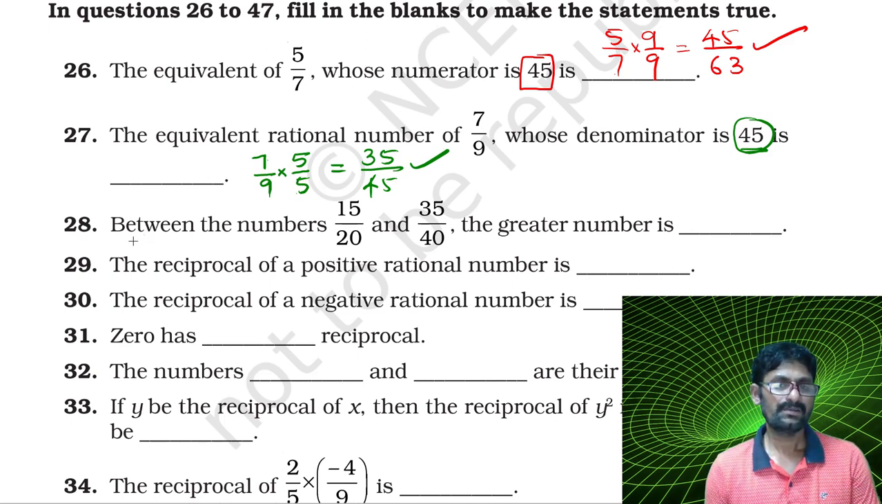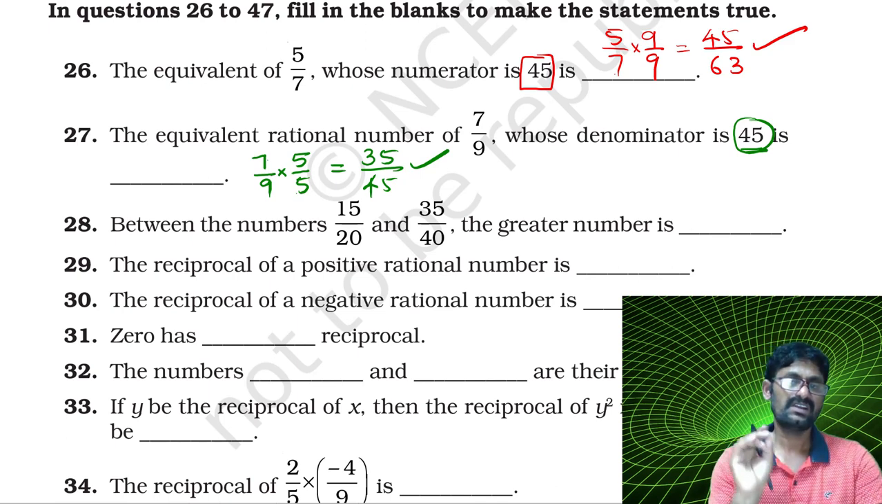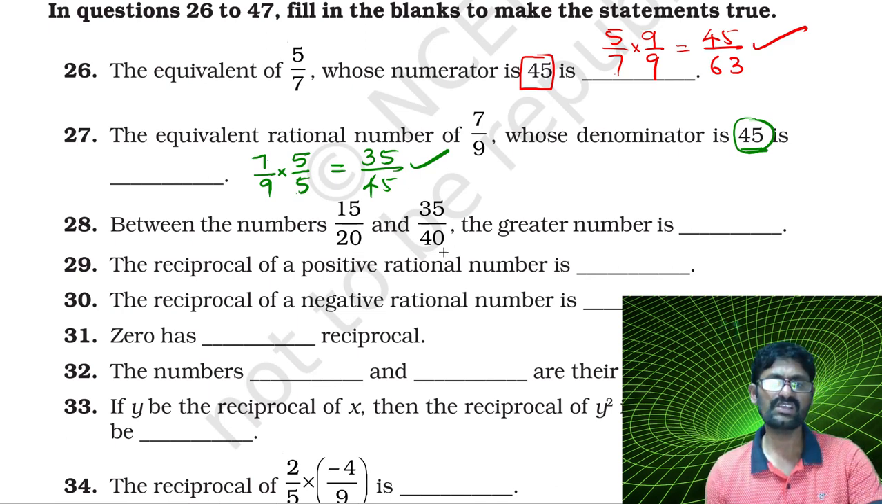Now 28. Between the numbers 15 by 20 and 35 by 40, the greater number is. Out of these two, which one is the greater number? That is what we need to find out. How to compare two rational numbers? By equalizing the denominators. That means we need to change them into like fractions. What are like fractions? The fractions which have the same denominators are said to be like fractions. So we need to convert these two into like fractions.